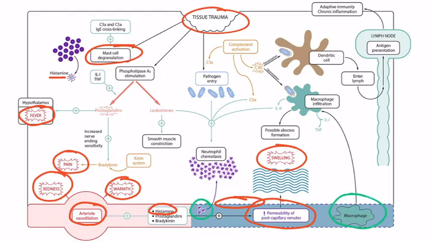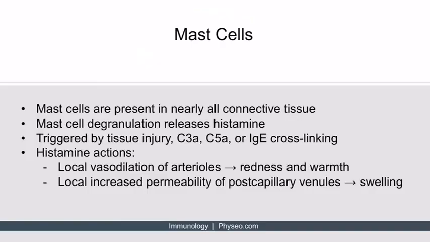The mechanism for exactly how histamine increases vascular permeability is multifactorial, and it's not necessary to dive into those details. The important thing is to know where this happens, which is the postcapillary venule. In addition to allowing cells to enter the tissue, you can also have fluid enter the tissue, which is where we get swelling. So here's what's written in your text about mast cells.